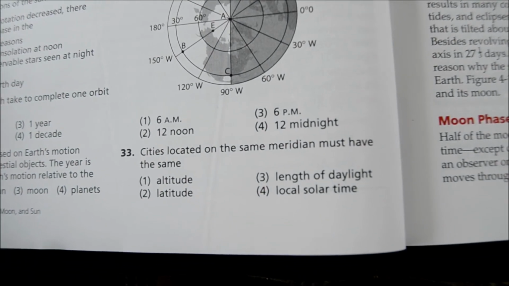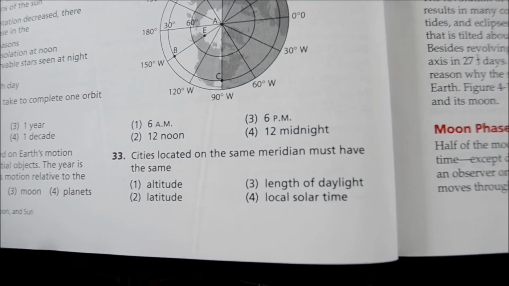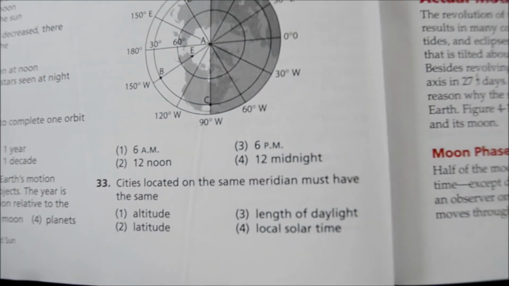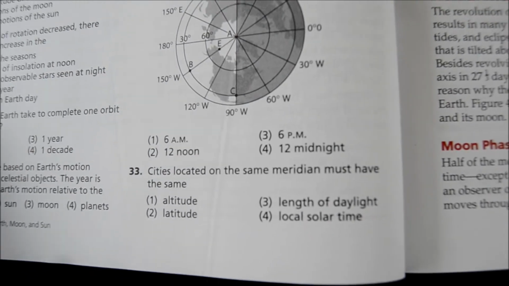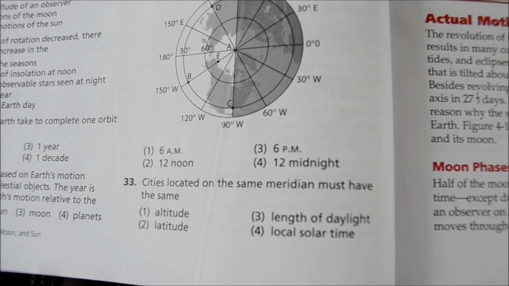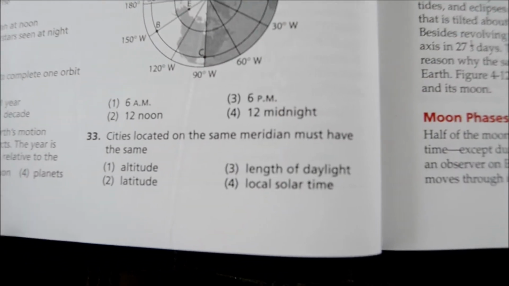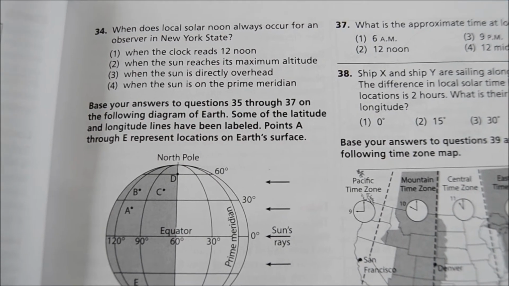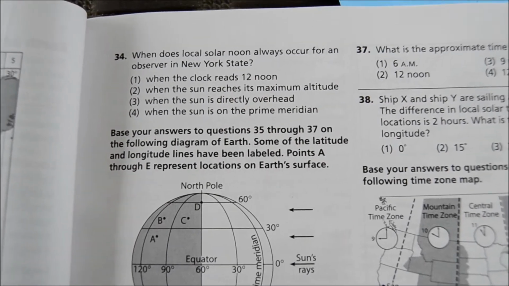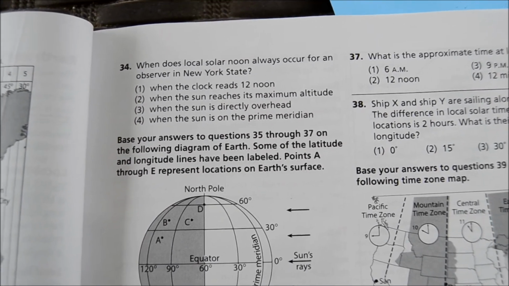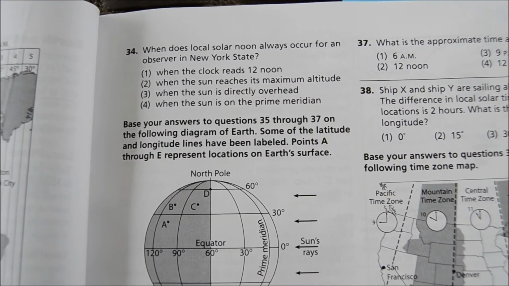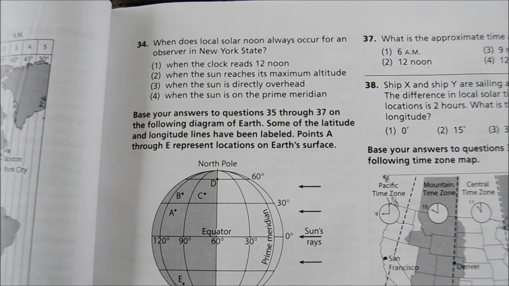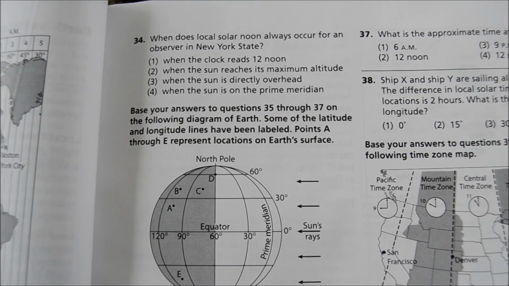33. Cities located on the same meridian must have the same local solar time. Doesn't mean they're going to have the same amount of daylight. It just means their solar noon is going to be the same. Question 34. When does local solar noon always occur for an observer in New York State? This is dead out of your notes definition. Solar noon is when the sun reaches its maximum altitude, or its highest point in the sky.